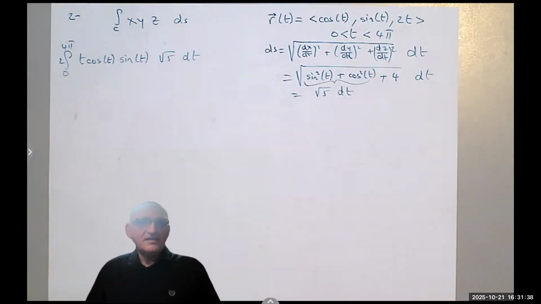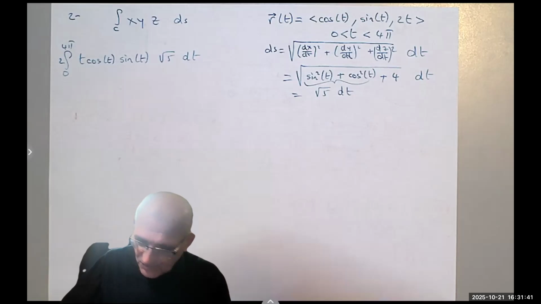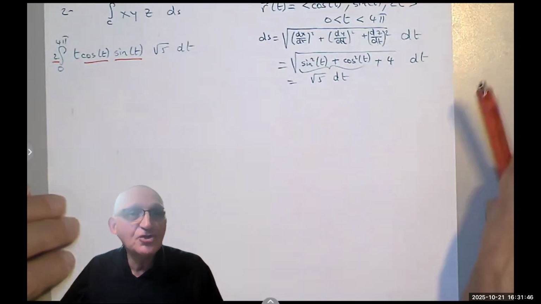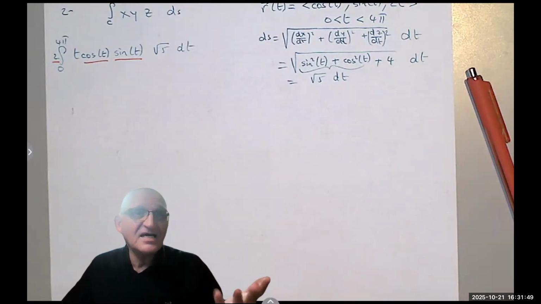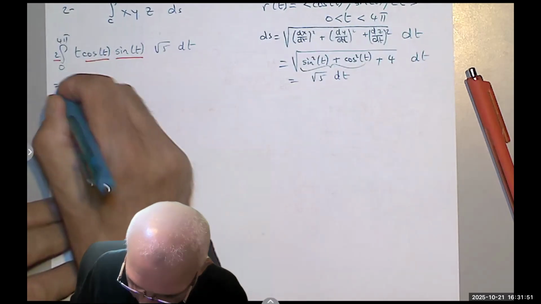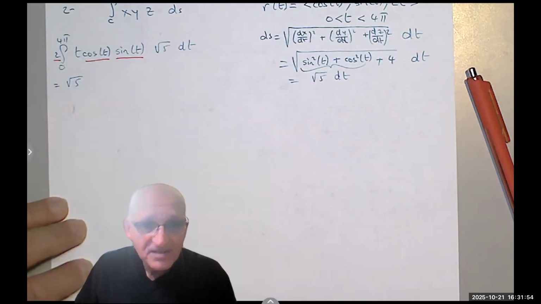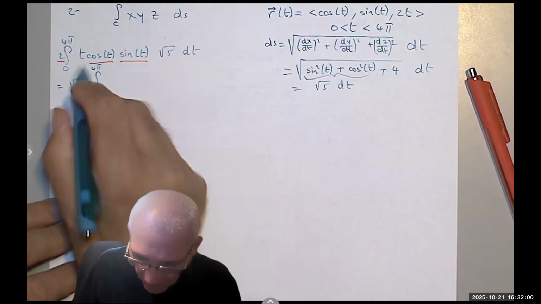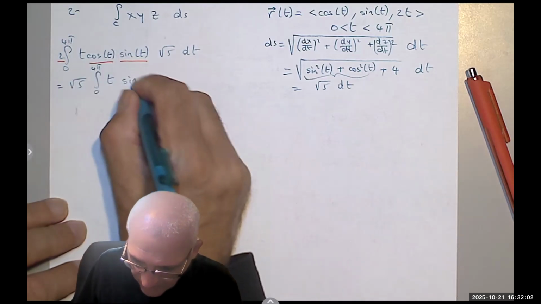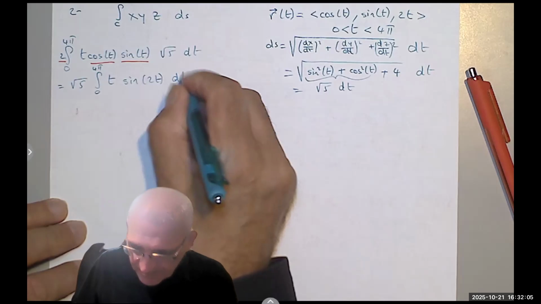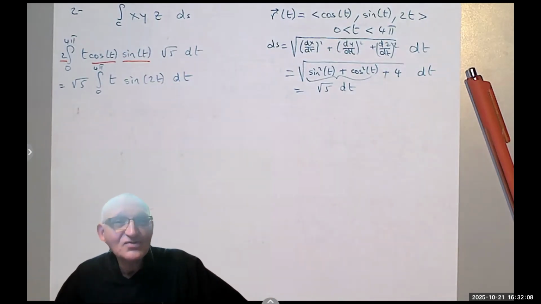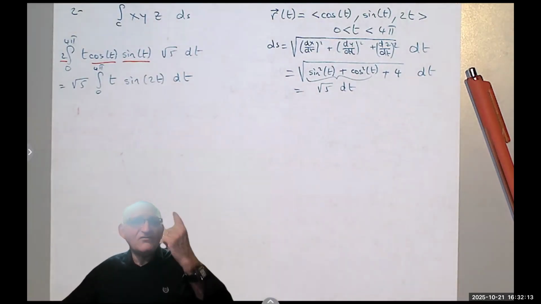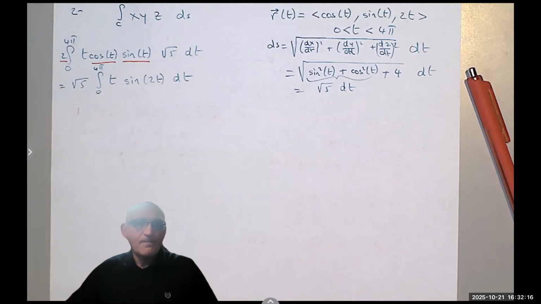Okay, how do I integrate that then? Well, you see here you have 2 sine t cosine t. You should know from the trig identities that this is sine 2t. So here I have root 5 out. It's a constant. The integral from 0 to 4 pi of t sine of 2t dt. So it became so simple. Here it was x times y times z, but when you parameterize that, you only have one variable to deal with, which is the t.